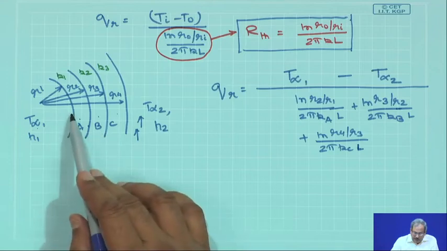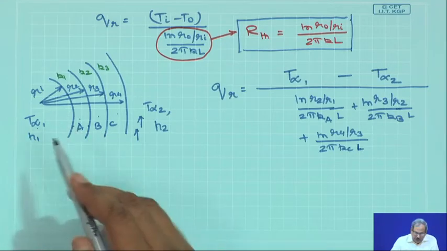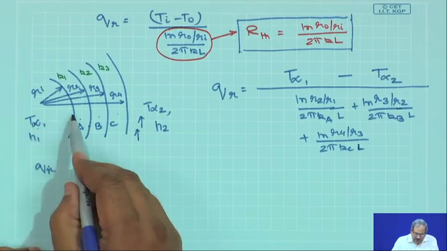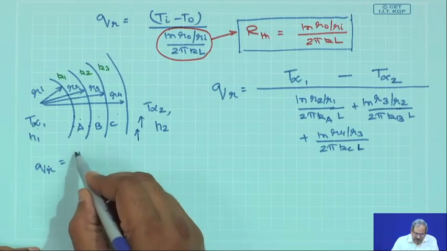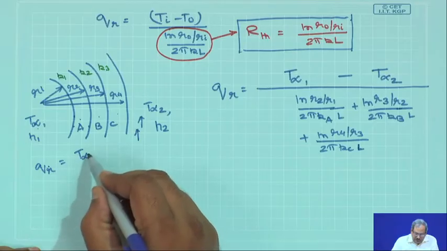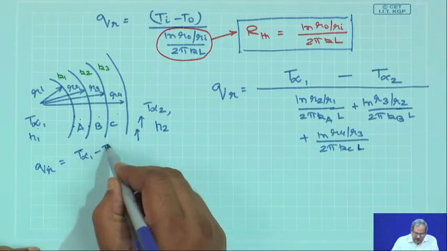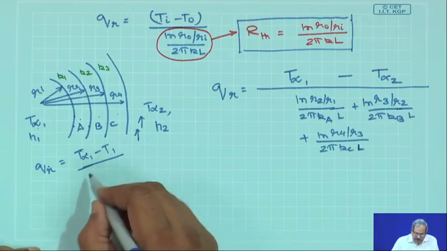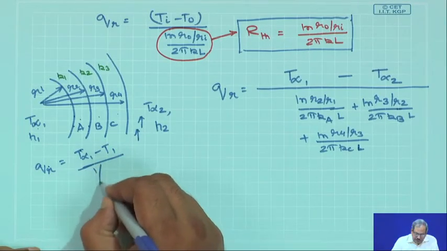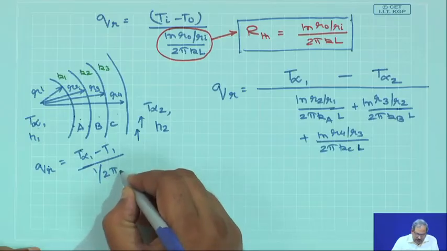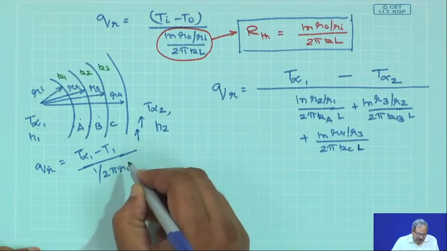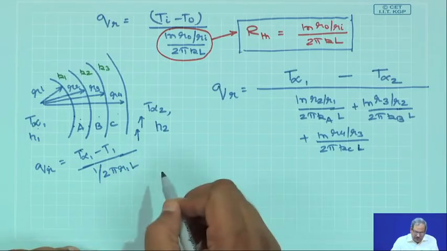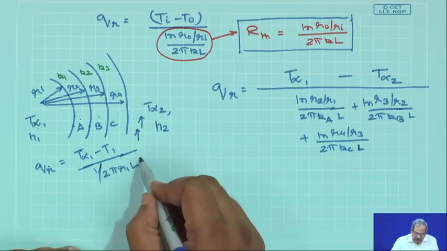I also have a convection which is taking place over here. So what is the convection? The convective heat transfer Q_R between this point and this point is simply going to be T infinity 1 minus T1, divided by 1 by twice pi R1 times length times h.